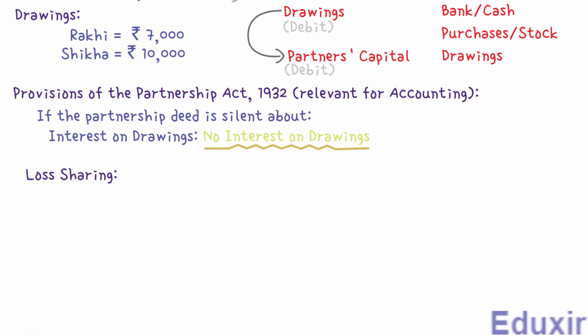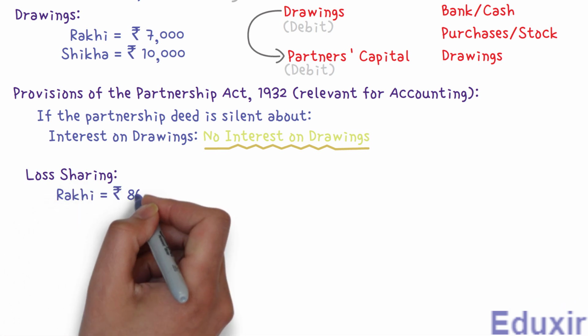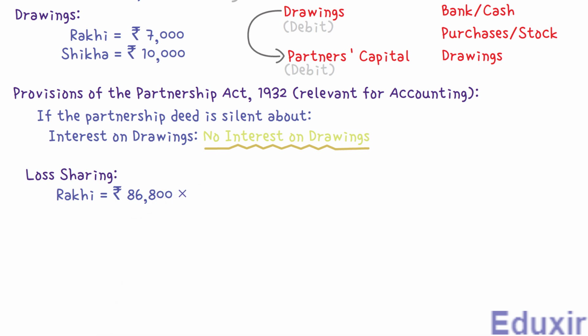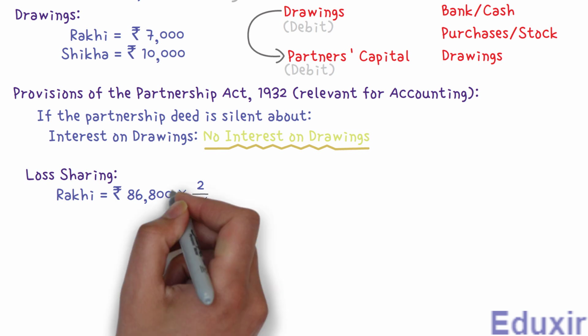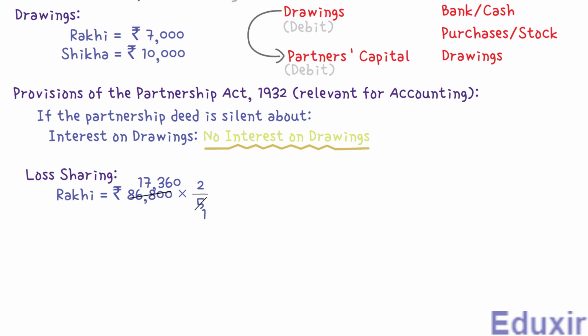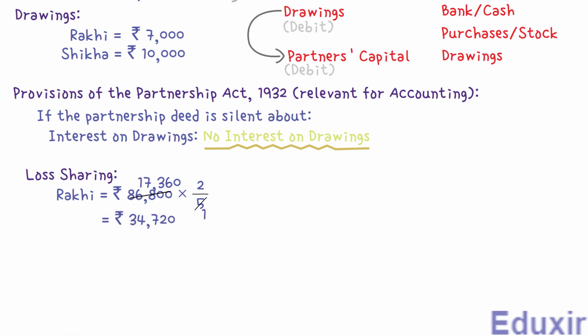Now the share of loss for the partner Rakhi will be equal to the total loss of 86,800 rupees multiplied with her loss sharing ratio of 2 upon 5. Cancelling with 5, 5 ones are 5, 17,360. So if we multiply the remaining 17,360 and 2, we get 34,720 rupees, which is the loss share of the partner Rakhi.